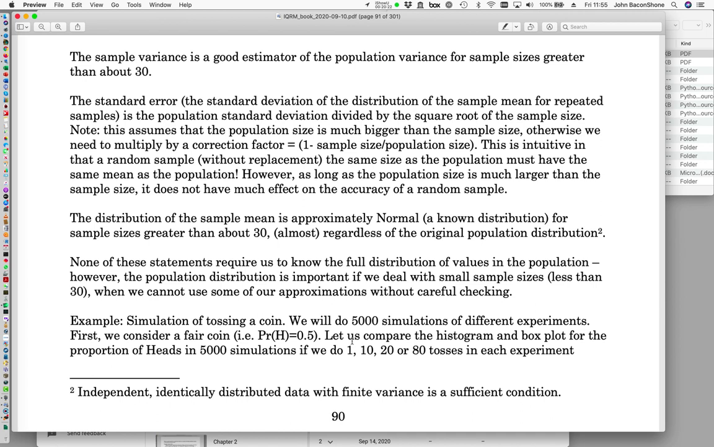Now, this is the amazing thing. None of these statements require us to know the full distribution of values in the population. Only if we have small sample sizes does the population distribution become important. In those situations, we need to do some checking to see whether our approximation is okay.